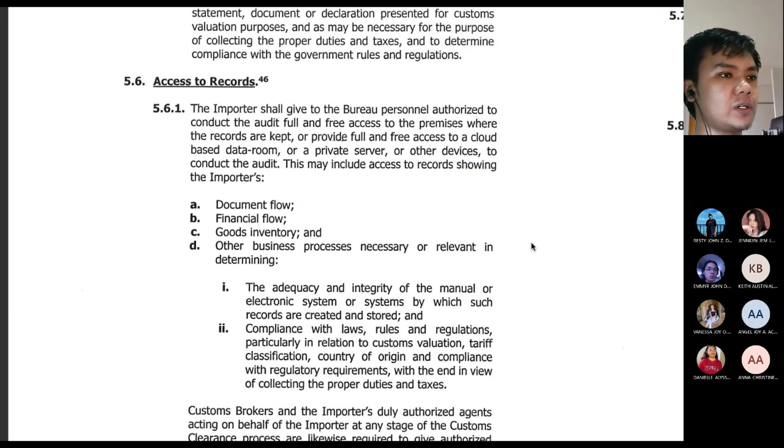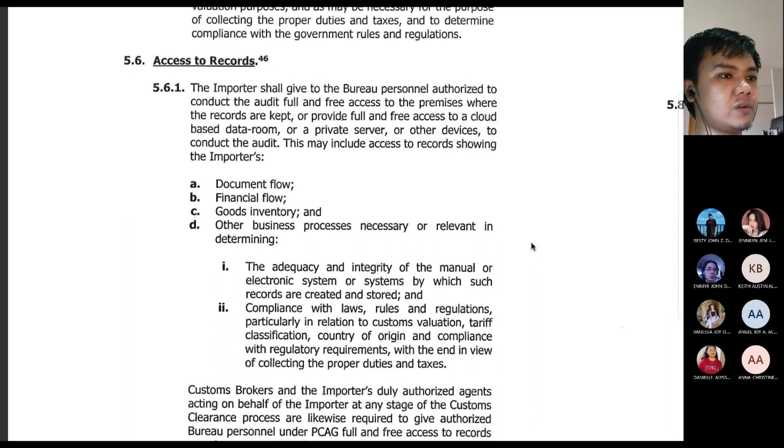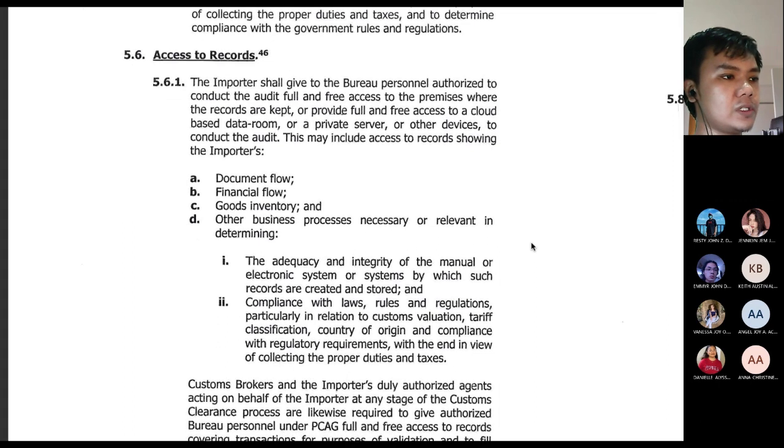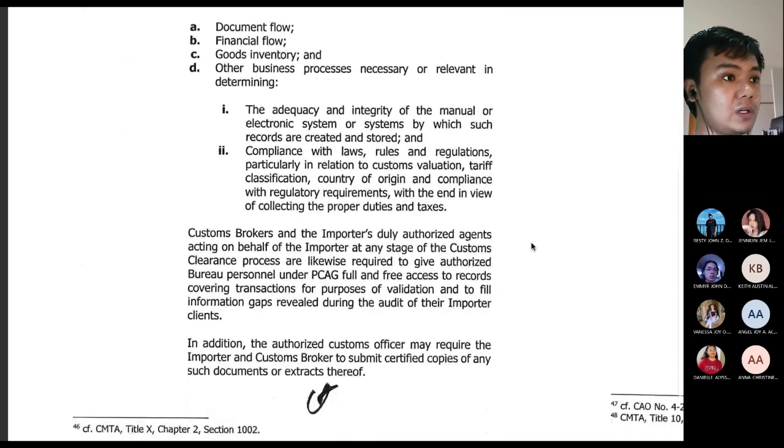This may include access to records showing the importer's letter A, document flow; B, financial flow; C, goods inventory; and letter D, other business processes necessary or relevant in determining one, the adequacy and integrity of the manual or electronic system or systems by which such records are created and stored, and compliance with laws, rules, and regulations, particularly in relation to customs valuation, tariff classification, country of origin, and compliance with regulatory requirements, with a view to collecting the proper duties and taxes.